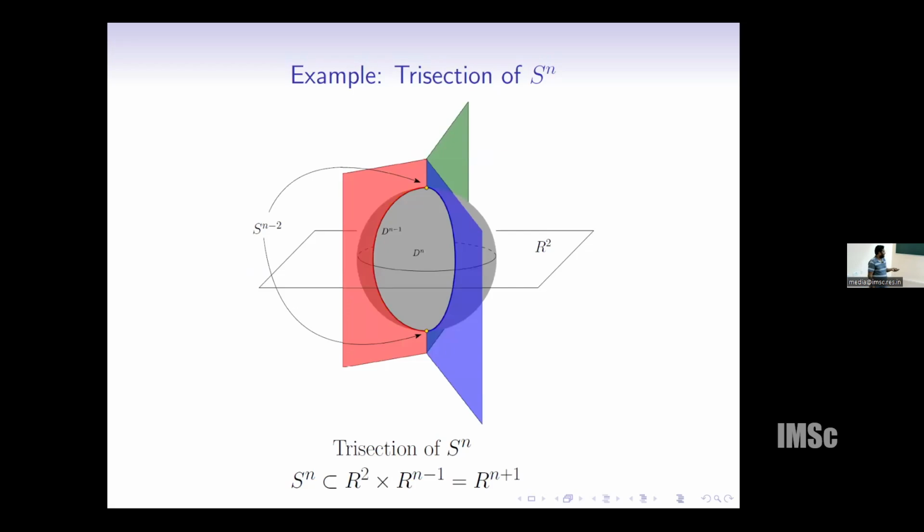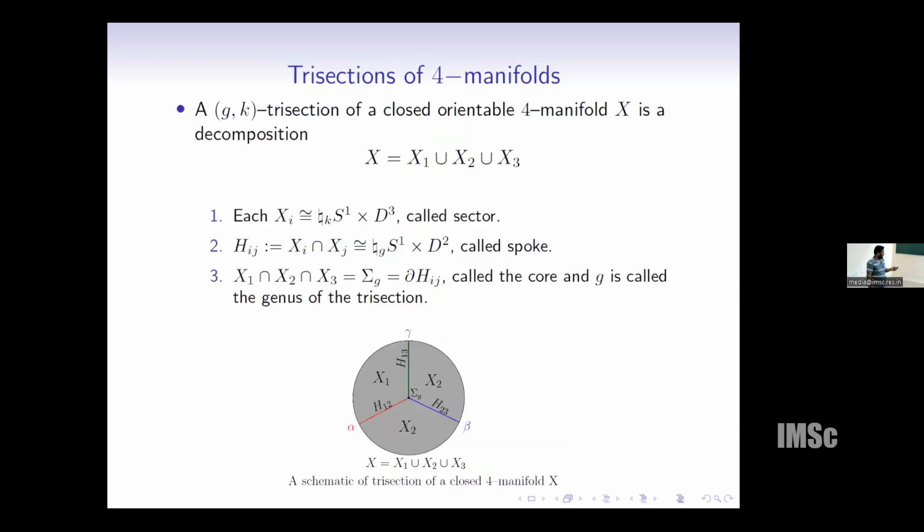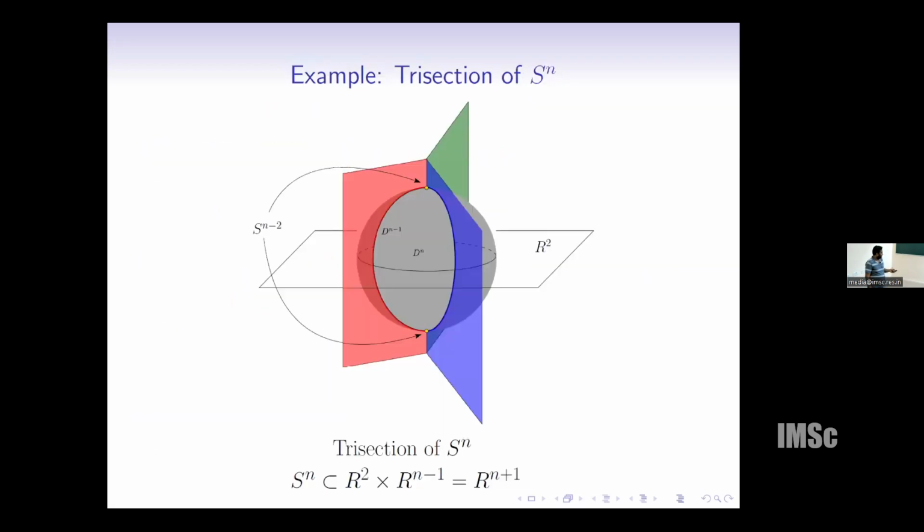So this is a decomposition of Sn, which is obtained by the trisection of this disk. We are just pulling back the trisection of the disk to the sphere. Here, the sphere is embedded in Rn plus 1. This Rn plus 1 can be thought of as Rn cross Rn minus 1. This is the unit sphere in Rn plus 1.